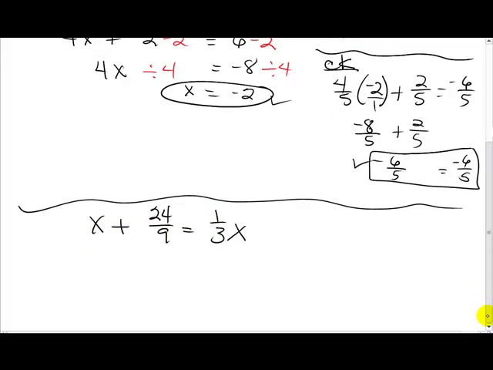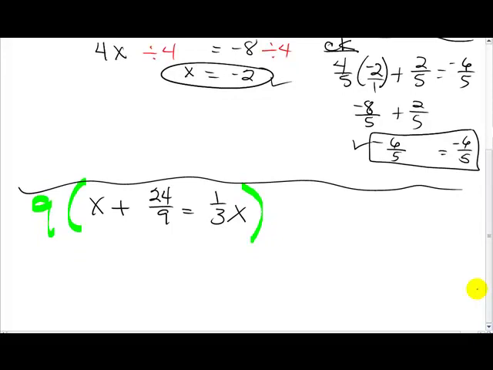Here we have x plus 24/9 equals 1/3 x. If I had to get a common denominator, I'd have to pick 9. 3 will go into 9. So I want to multiply everything by this 9. So it'll be 9 times x plus 9 times 24 over 9, and 9 times 1/3 x.